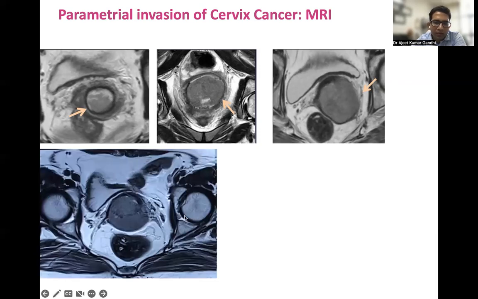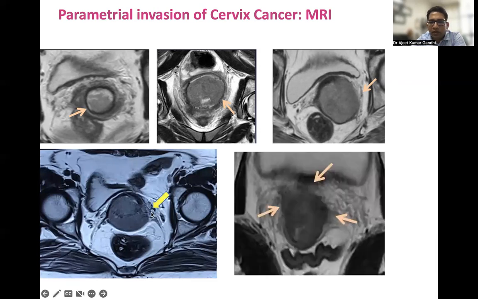In this case, as also in this case, the rest of the ring is preserved, but there is a parametrial infiltration, and there is a frank parametrial infiltration. So most of the times this infiltration, loss of the stromal ring, will implicate a parametrial involvement in a case of a cervical cancer.